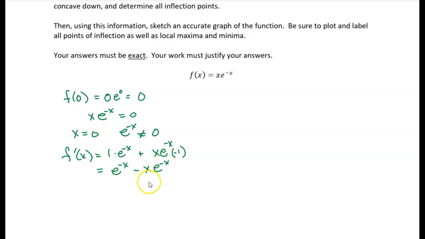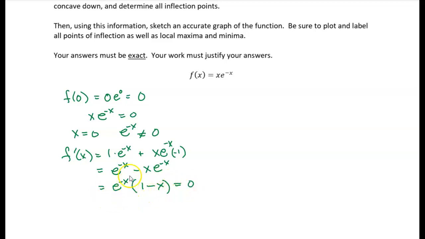Now to find the critical points, we have to set that equal to 0 and find what x values make that 0. To make that a little easier, I'm going to factor out this e to the minus x, because I have two terms, e to the minus x minus x e to the minus x. If I factor out an e to the minus x, then what I'm left with is 1 minus x. And I want to set that equal to 0.